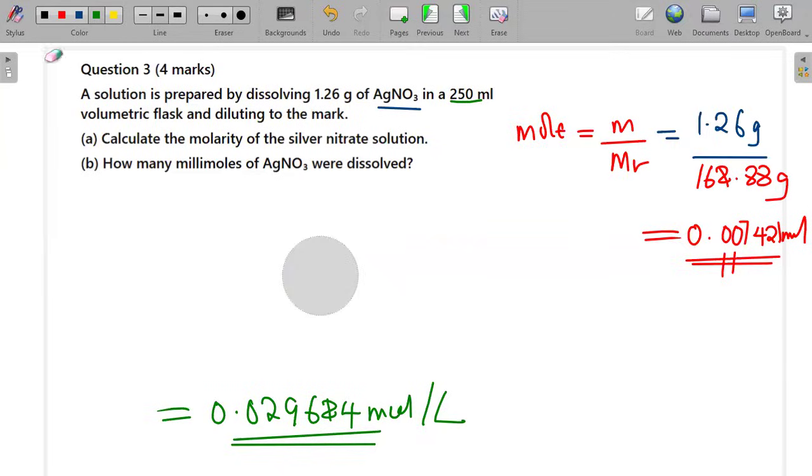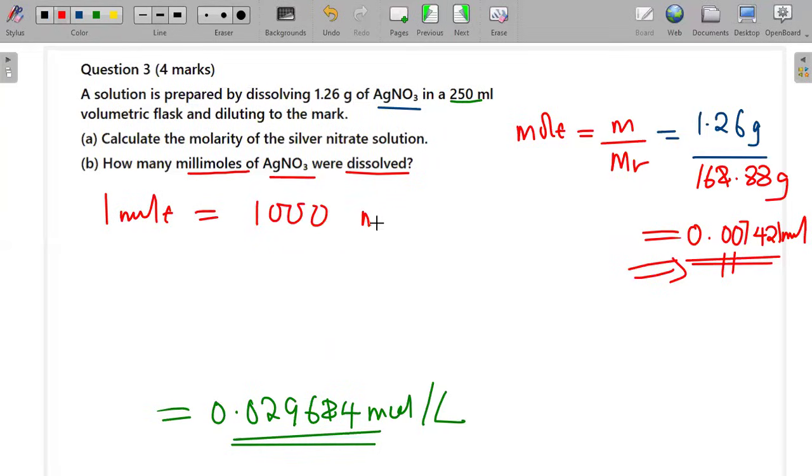So on B, look at what they're asking us. They're saying how many millimoles of silver nitrate were dissolved. So these were the moles here. So how do we convert the moles to the millimoles? We know that 1 mole is equal to 1,000 millimoles. So I have now 0.00741 moles. Okay, how many millimoles am I going to have?